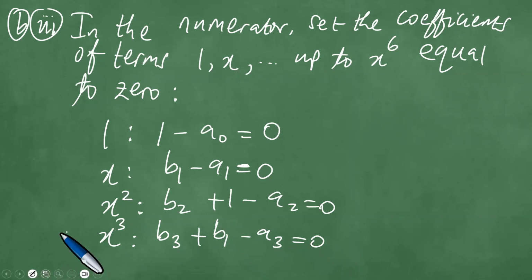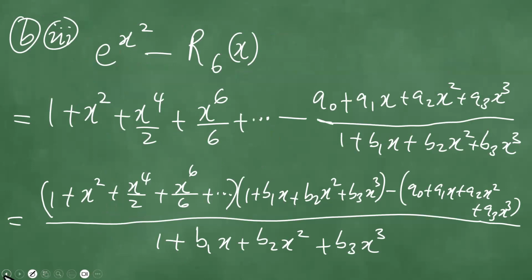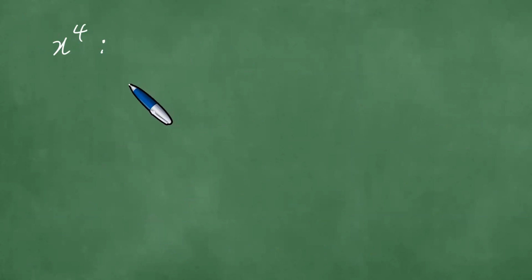Then you have x to the fourth power. X to the fourth power is going to come from 1 by the x to the fourth power out of 2, so it's going to be 1/2. But there's no x to the fourth power here. Another x to the fourth power is going to come from b2 x squared by x squared, which means x to the fourth power is going to yield b2 plus 1/2 equals 0.